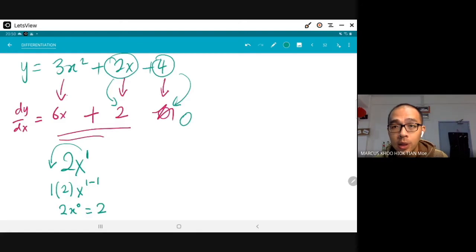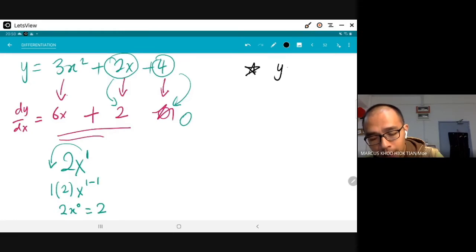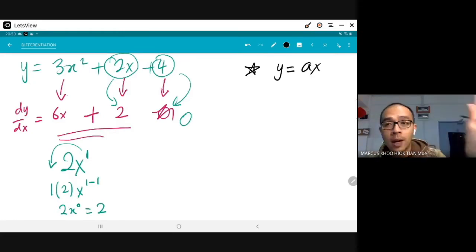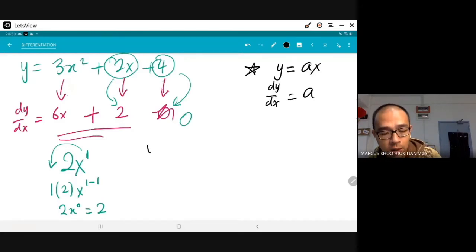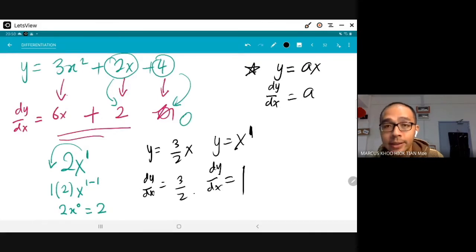Maybe just a short note over here. If y equals ax, with just the power of 1, then dy dx equals just a. Like if y equals 3 over 2x, the differentiation of a power of 1 is just the number in front. If y equals x, this is still power of 1, so dy dx is just 1, because there is no number in front of x, so the number is 1. So this is point number 1 you need to take note of.